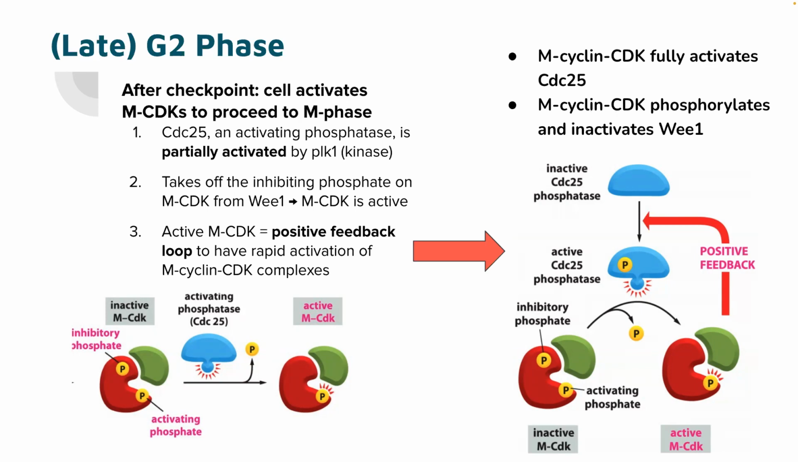I think by that it means that's like the beginning. So when it's partially activated, it goes in and starts to take off inhibiting phosphates. And then once MCDK is activated, it goes in and upregulates the production of CDC25. So then it can continue to take off those phosphates at a higher level, through the positive feedback loop. Great. Thanks.